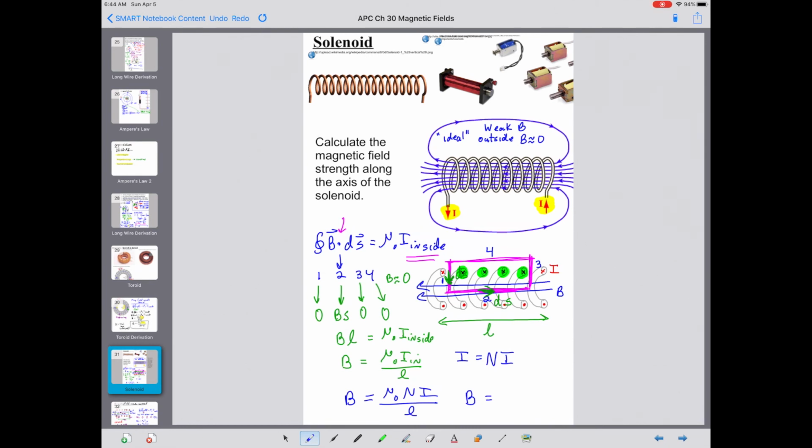Now, I'm going to take this one more step. Solenoids are typically rated in how many turns they have per centimeter or per meter. So little n is the total number of turns over the total length. So then we can put that in there, and we get mu naught small n times I, and that is the equation for the magnetic field of a solenoid. Remember, small n is just total turns over total length.